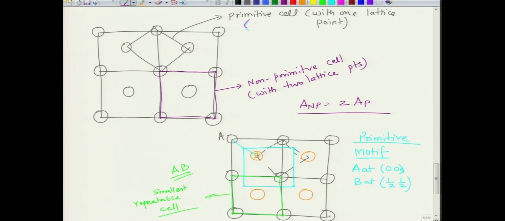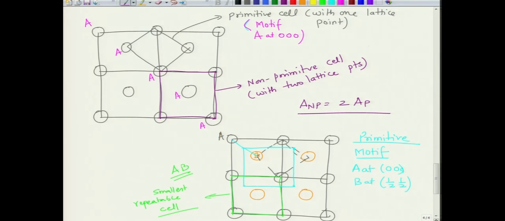Whereas in this case the motif would be A at 0 0 0, there is no B atom, it is just A atoms, all of them. If it is a primitive cell, then you have to define the positions of both the atoms. But if you want to define a non-primitive cell, let us say a centered cell, then the motif would be A at 0, or you can say A at half half. The moment you say it is a centered cell, A at 0 will automatically mean that you have one at 0 0 and one at half half, or if you say A is at half, it would automatically mean that there is another one at 0 0, because of the translation vector in this case.